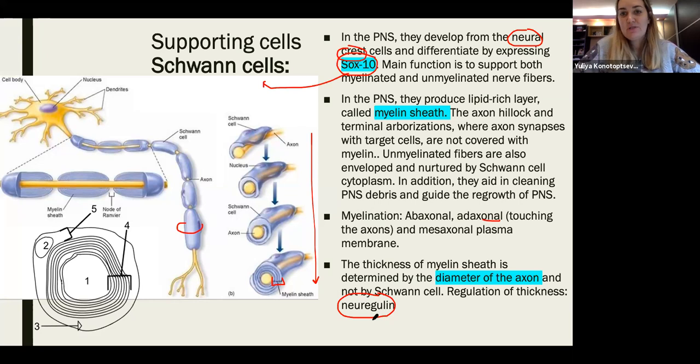How exactly? The bigger the diameter of the axon, the thicker the myelin sheath should become. So the bigger the axon, the more myelin sheath, the more neuregulin in the first place, right?